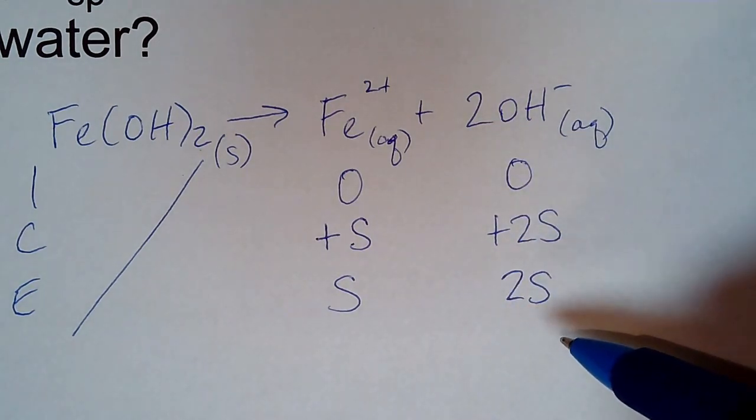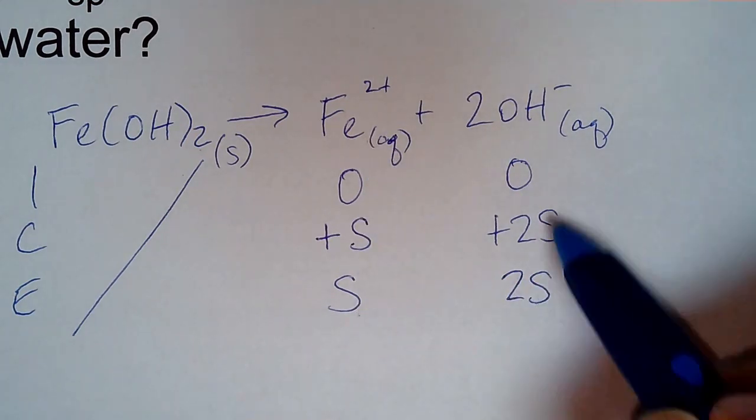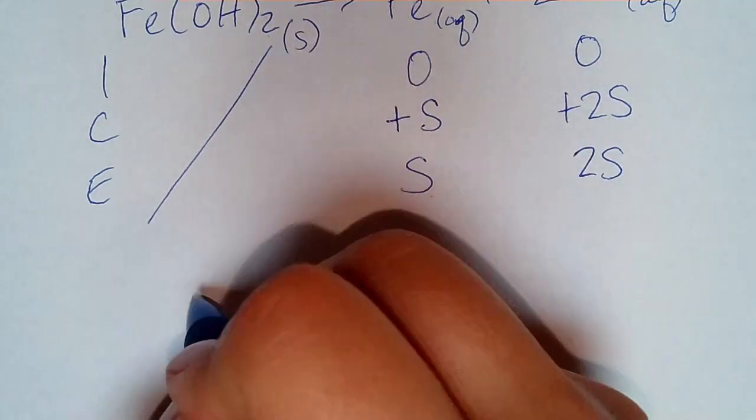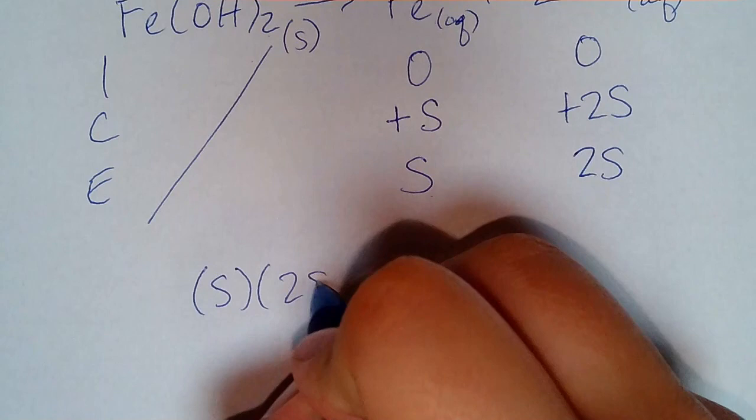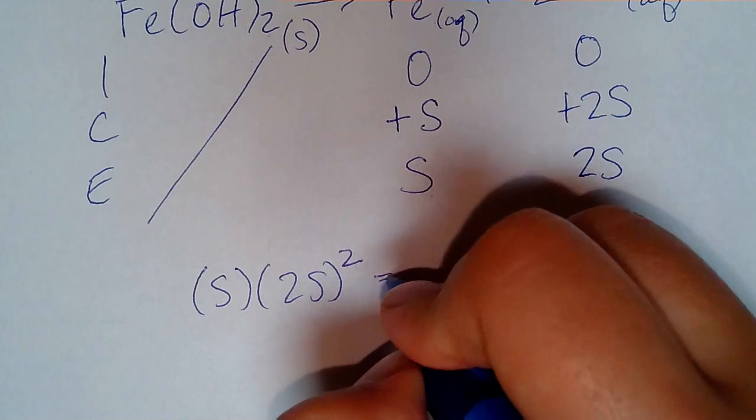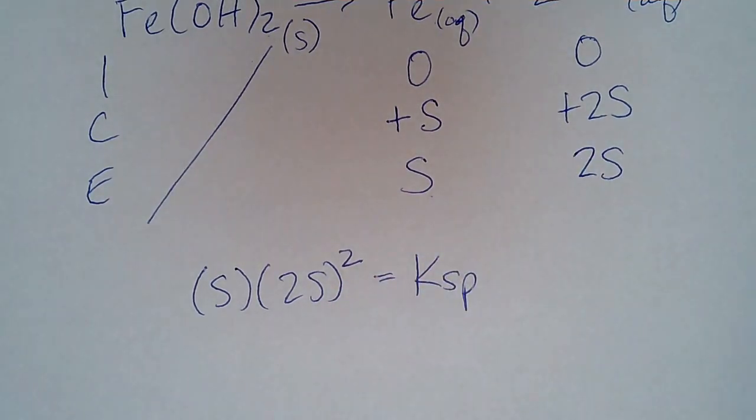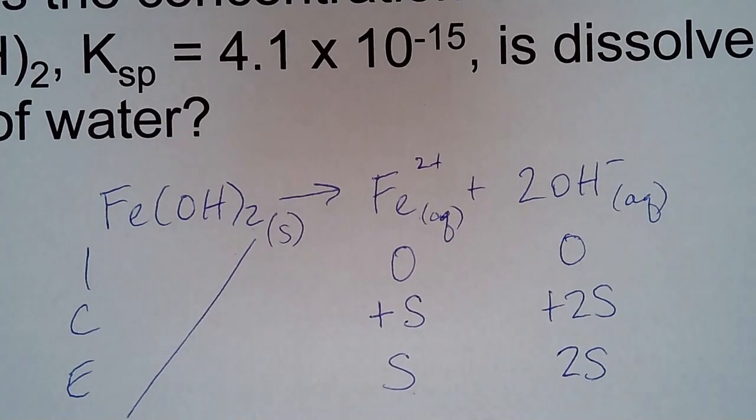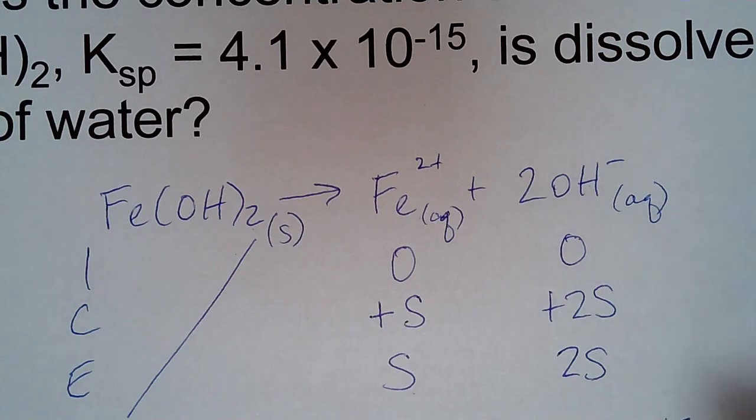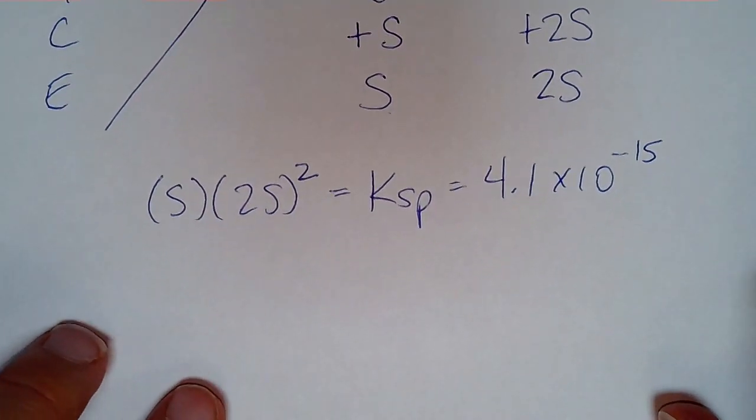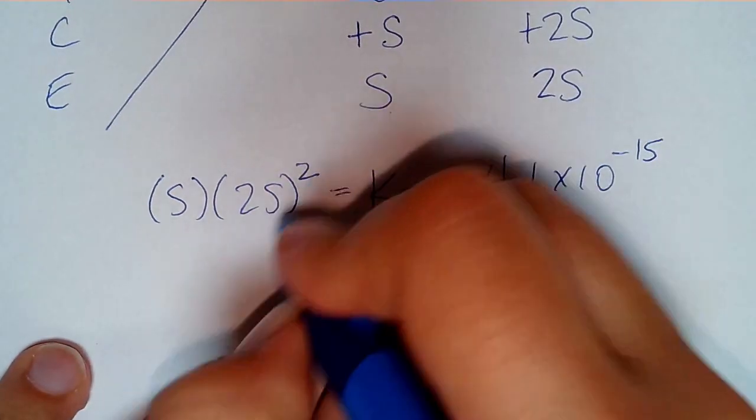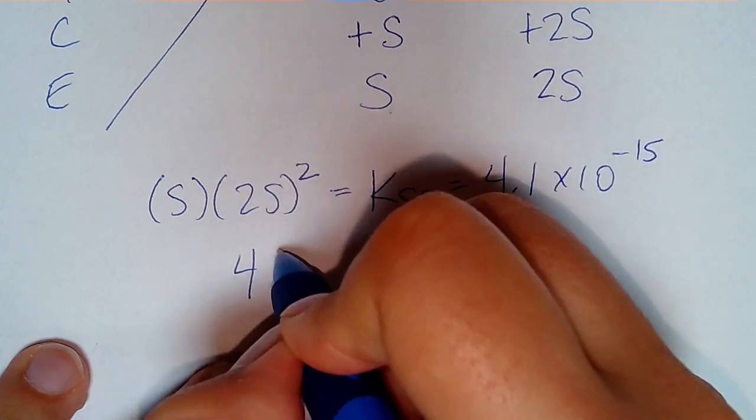Now we're going to put this into a K expression. So S times 2S squared, nothing on the bottom because our solid doesn't go in here, and that's equal to the KSP value. Now we're given that value, 4.1 times 10 to the minus 15. So we can see the math here is fairly straightforward. We really just have 2 squared is 4, S squared times another S, so this is 4S cubed, equals our KSP.